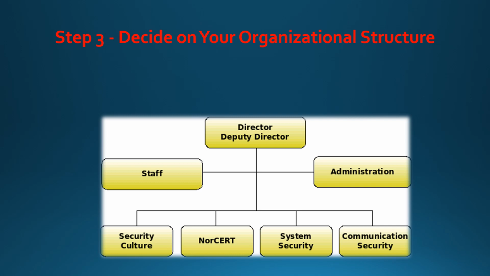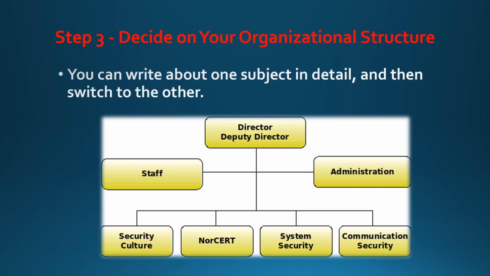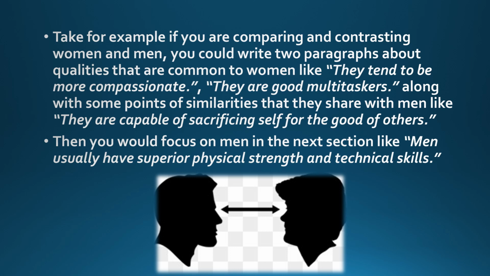Step 3. Decide on your organizational structure. You can write about one subject in detail and then switch to the other. Take, for example, you're comparing and contrasting women and men. You could write 2 paragraphs about qualities that are common to women, like they tend to be more compassionate, or they are good multitaskers, along with some points of similarities that they share with men, like they are capable of sacrificing self for the good of others. Then, you would focus on men in the next section, like men usually have superior physical strength and technical skills.